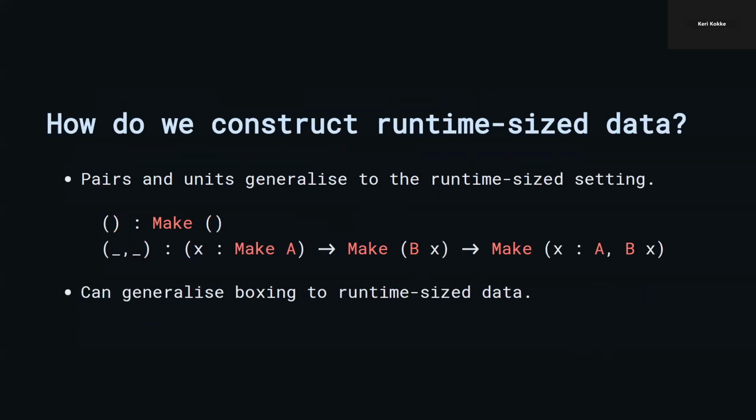Okay. So then we can generalize pairs and units to this setting with make. So we can create pairs and units whose size is only known at runtime. And we can recover the previous versions as a special case because compile-time layouts are a subtype of runtime layouts.